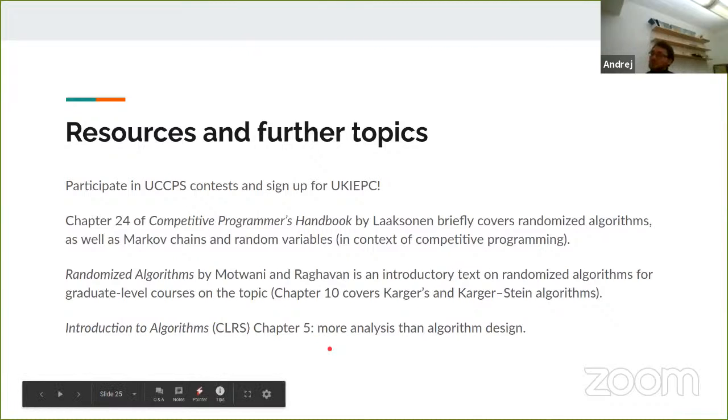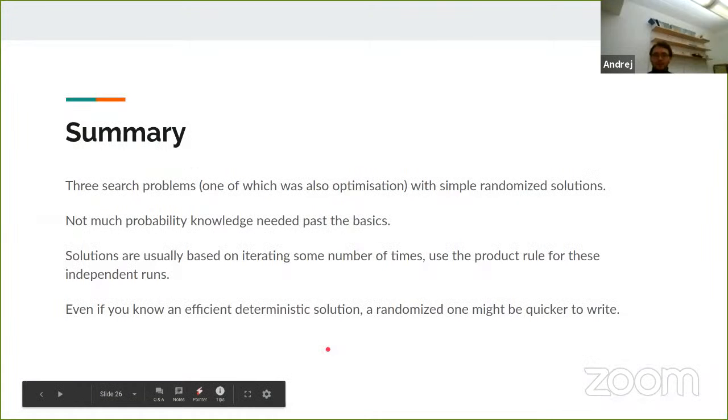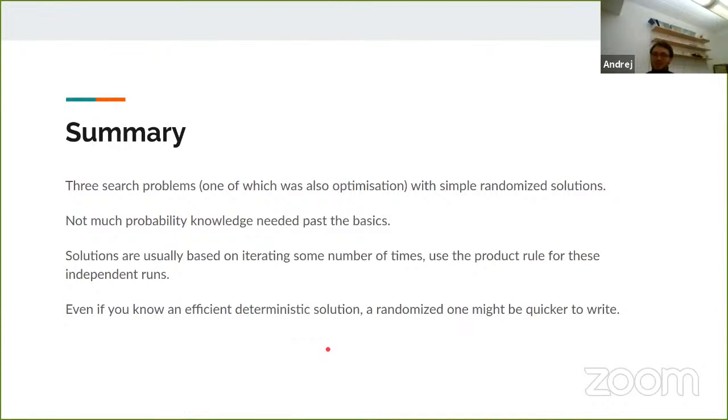As you would see if you read this chapter of Introduction to Algorithms, the language of probability is useful for all sorts of analyses, not just for randomized algorithms. Let's briefly summarize what I said in this talk. We looked at 3 search problems. We had 2 decision problems, and we had an optimization problem. And we resolved them all with simple randomized solutions.